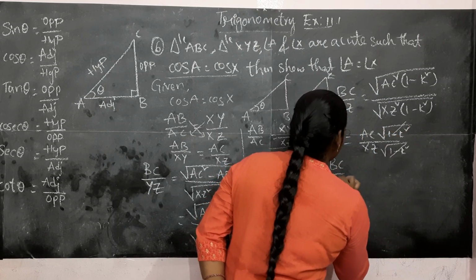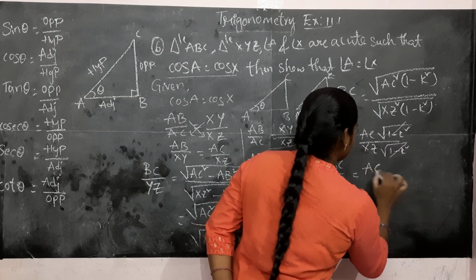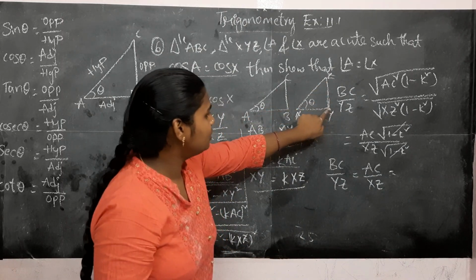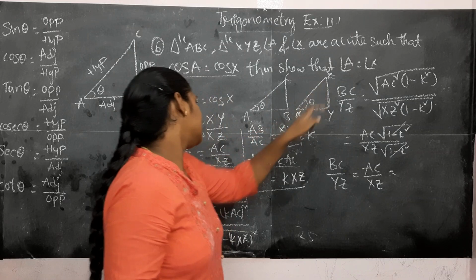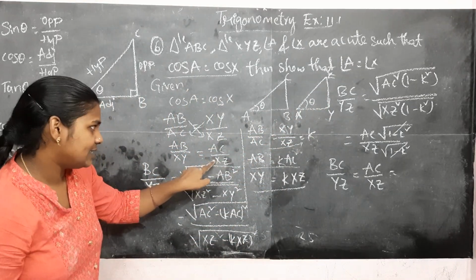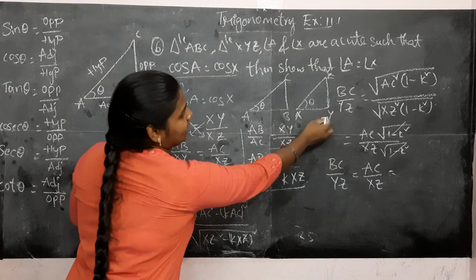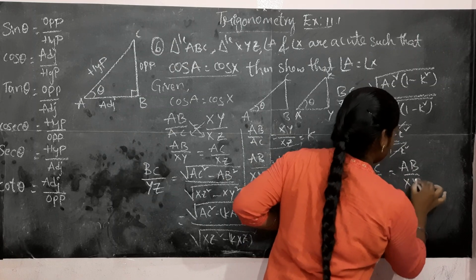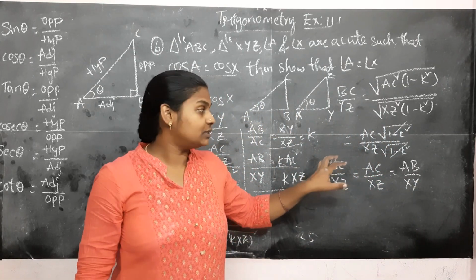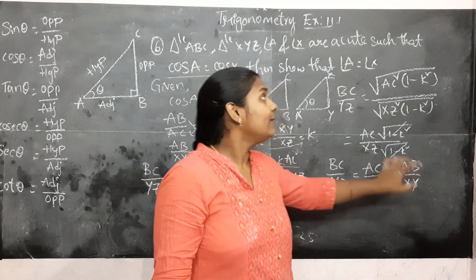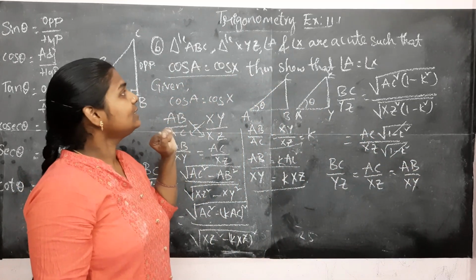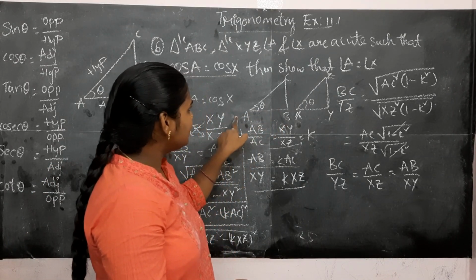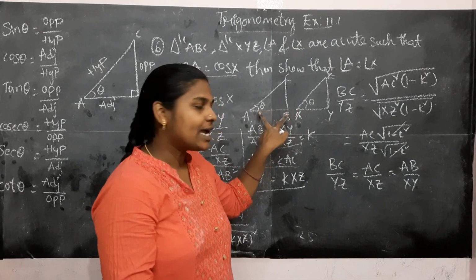Now BC by YZ is equal to AC by XZ, isn't it? BC by YZ is equal to AC by XZ. Here AC by XZ is nothing but AB by XY, which is nothing but the adjacent angle AB by XY. When the ratios of the sides of a triangle are equal, then the triangles are known as similar triangles. So for the similar triangles, angle A is equal to, for the similar triangles, the angles are also equal.